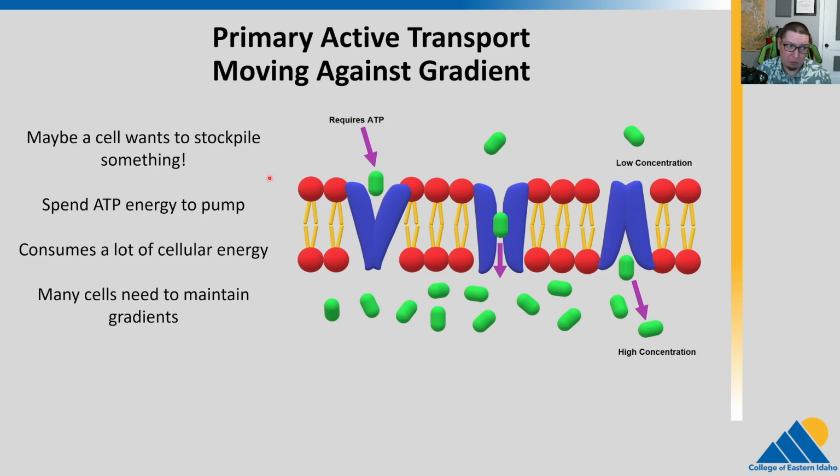So why do this? Well, cells often want to stockpile stuff, right? There is very limited resources outside of the cell. They want to bring it inside and keep it inside. So they will spend energy in the form of ATP to pump molecules inside of their cell. That's going to take up a lot of energy, and the cell is going to need to maintain this gradient for it to continue living. So here we have these green molecules outside, and we want to put them inside, but we already have a high concentration inside of the cell. To move them in, we have to use a pump that requires ATP to move them into the cell.